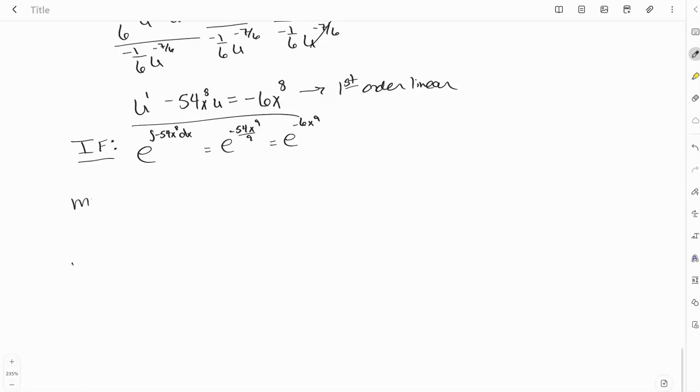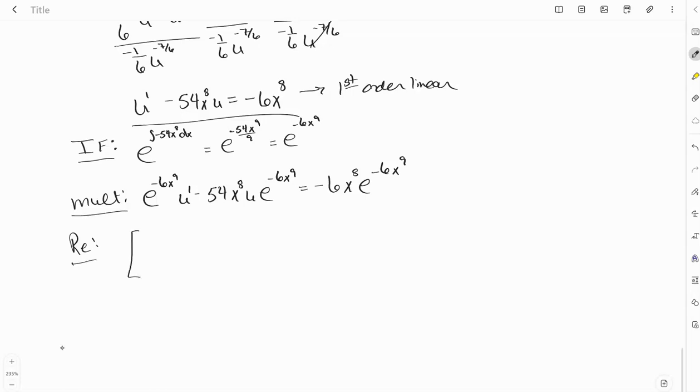The next step, multiply through by that integrating factor. So I have e to the negative 6x to the 9th u prime minus 54x to the 8th u times e to the negative 6x to the 9th, equals negative 6x to the 8th times integrating factor e to the negative 6x to the 9th. And then we're going to do our rewrite. That left-hand side can be rewritten as the integrating factor times u. Right-hand side we can't really do anything with.